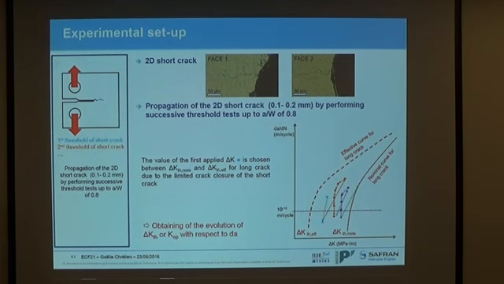The last step consists in propagating our 2D short crack, which is here, of 0.1 or 0.2 millimeters. We choose the delta K between effective and nominal threshold, as crack closure for short cracks is limited. So we apply this delta K and realize a threshold. Then we increase the delta K and realize another threshold, etc. It allows us to obtain the evolution of the crack propagation threshold with respect to crack length.